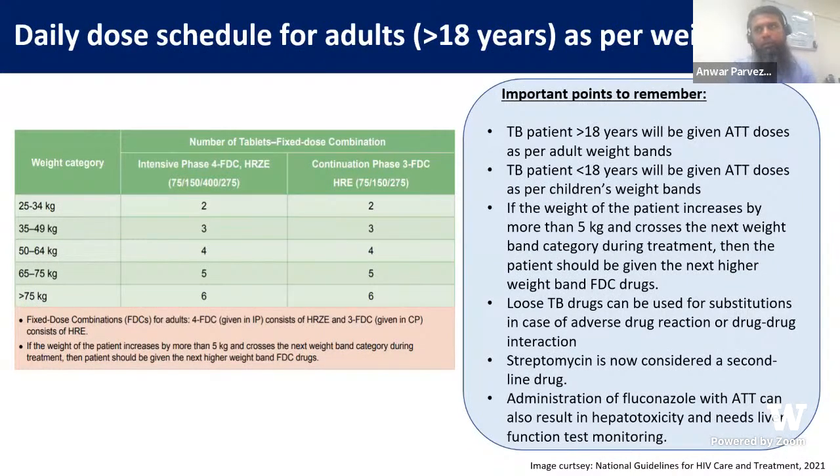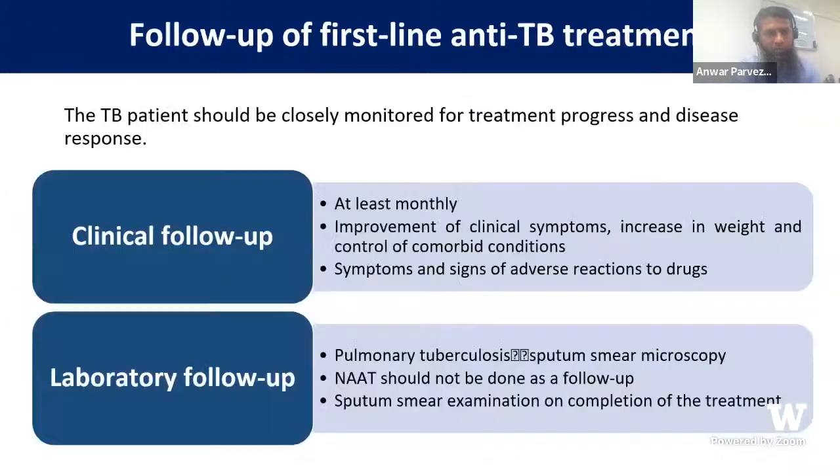And as these are fixed dose combinations, which have 3 or 4 drugs in them, a patient may have side effects to one or more of the medications. So if there are instances where you have to substitute with another medication, then you'll have to give loose medications. We used to give streptomycin in the past, it was considered first line, but now it is considered second line. Some of these anti-TB drugs are hepatotoxic, and some which we use for OI treatment, like fluconazole, are also hepatotoxic. So we need to be careful when we give them together, and we need to monitor liver functions.